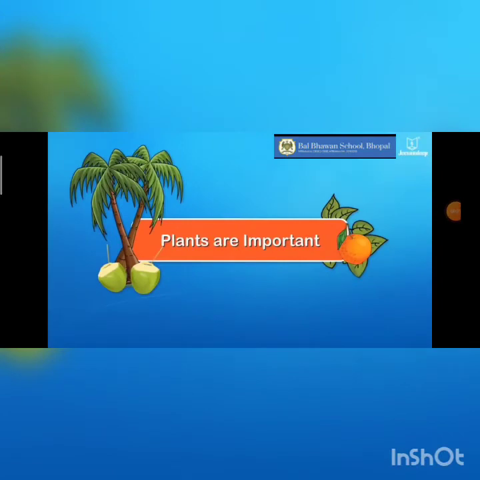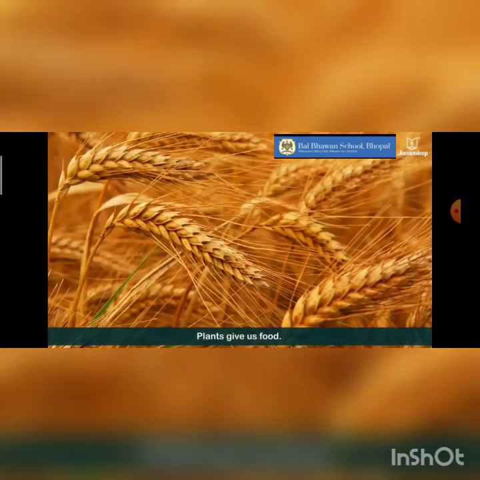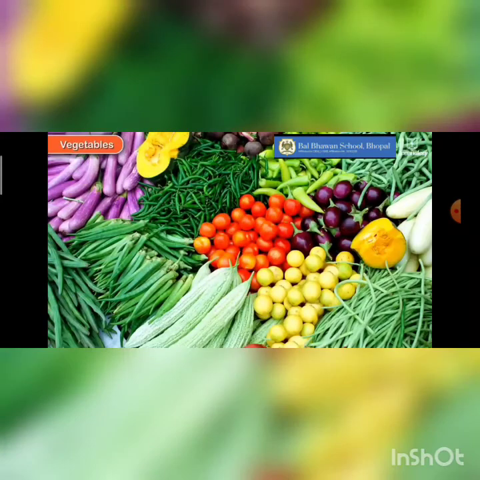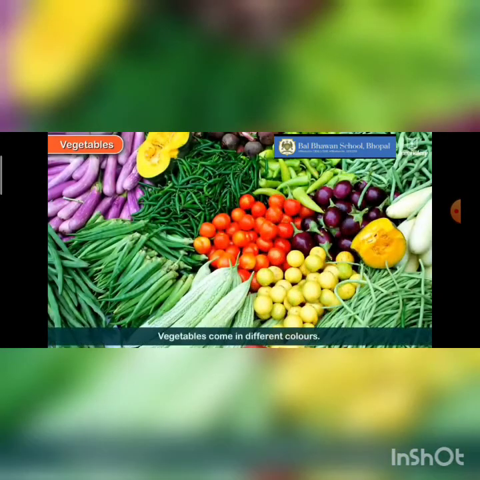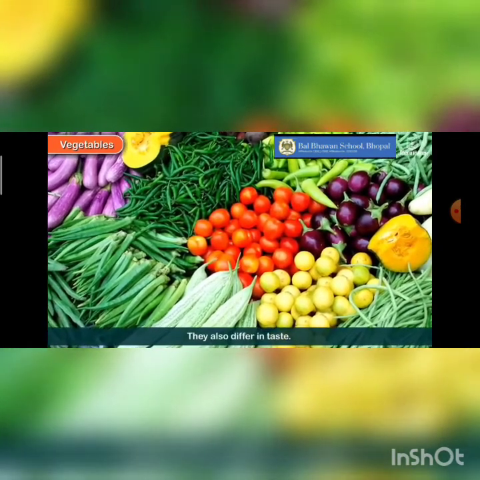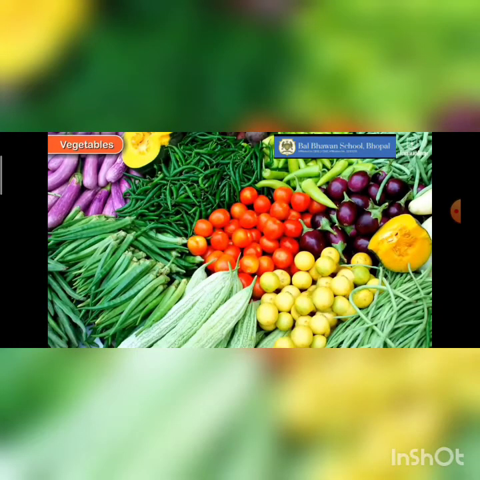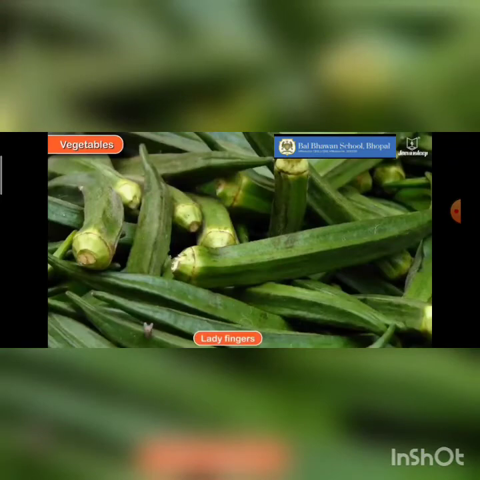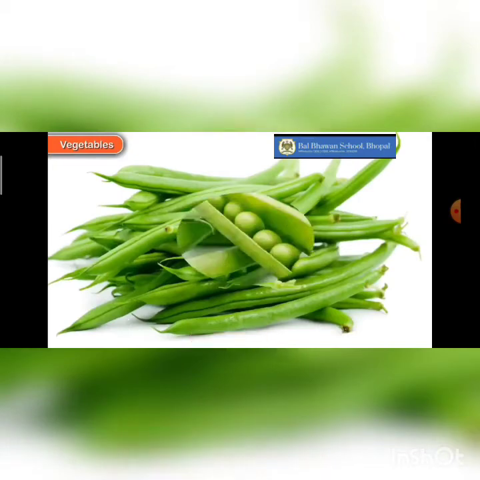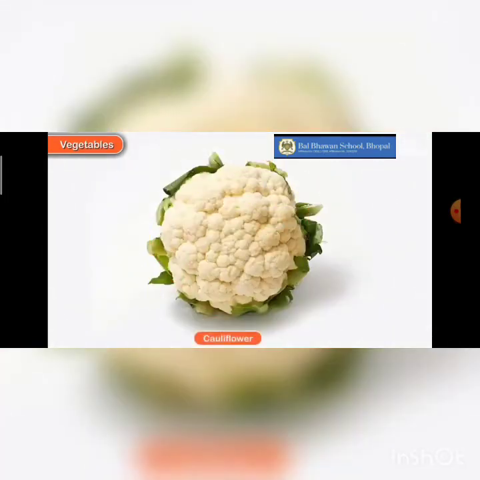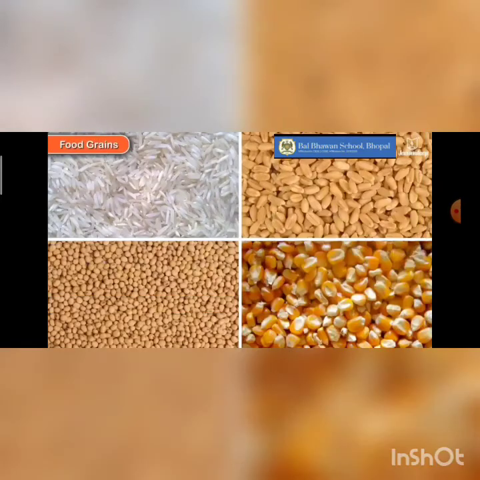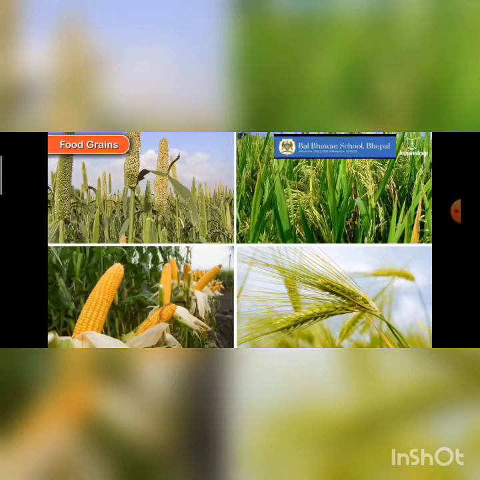So coming to our next topic, the uses or importance of plants. Plants are very useful to us. Every day we use things made from plants in some form or the other. Plants give us vegetables. Vegetables come in different colors and they have different tastes also. Some of the common vegetables which we use in our daily life are ladyfinger, brinjals, French beans, green peas, carrots, cauliflower, and so many.